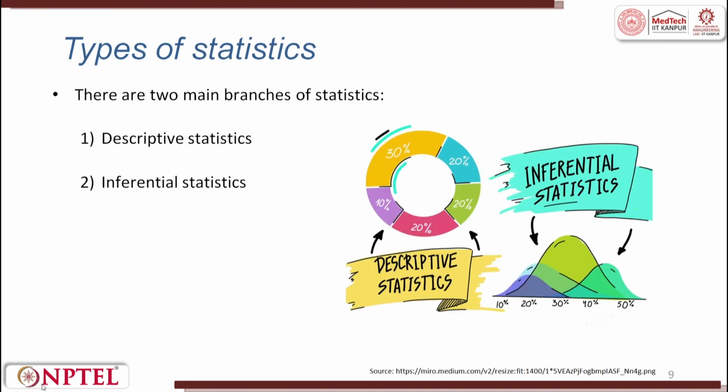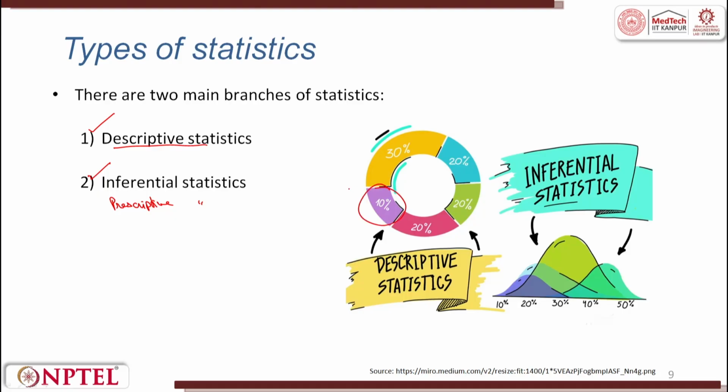What are the types of statistics? Statistics is majorly of two kinds: descriptive statistics and inferential statistics. Inferential is also known as prescriptive. Descriptive is when you only describe the data.